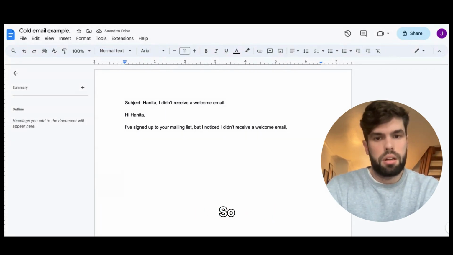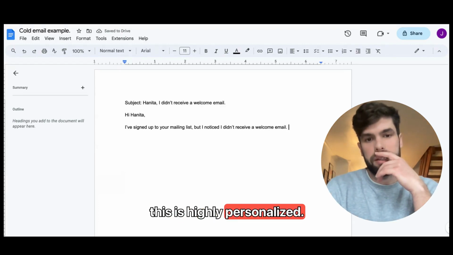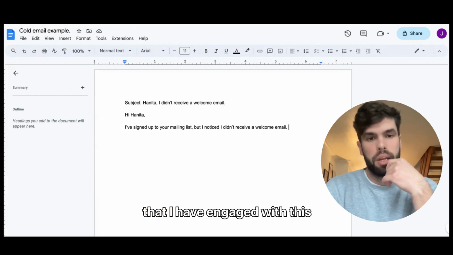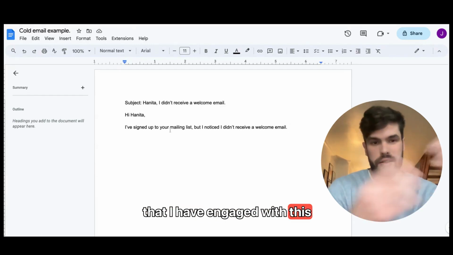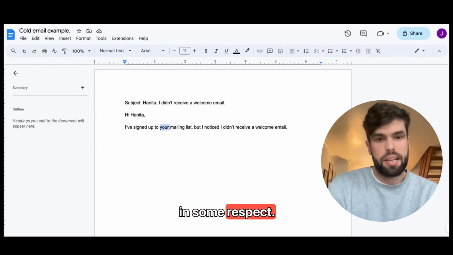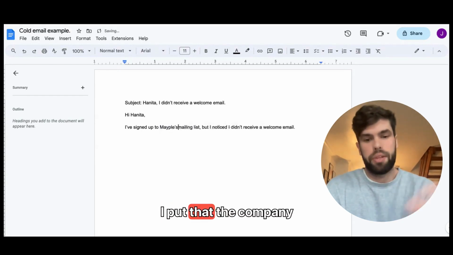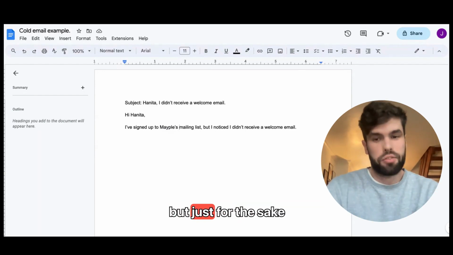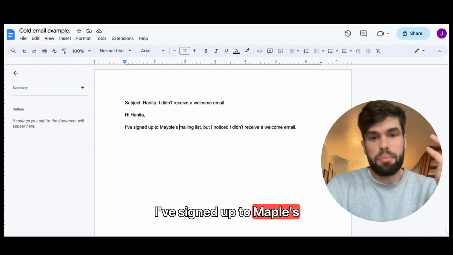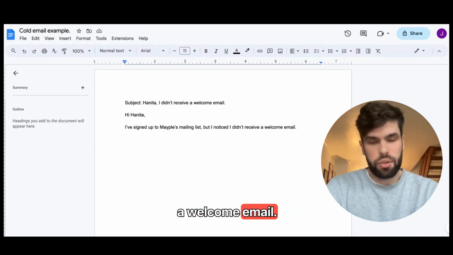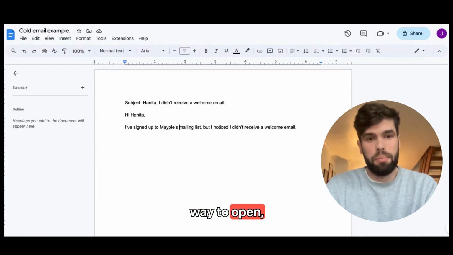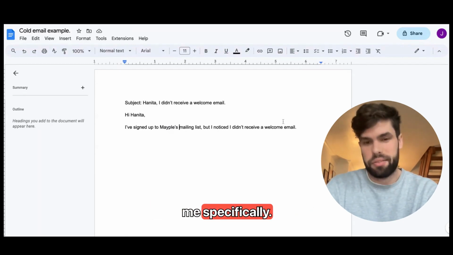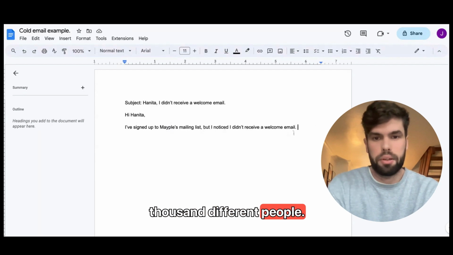Right, so again, this is highly personalized. I've now established the fact that I have engaged with this fictional company in some respect. It might be that instead of your, I put the company, we'll just use Mayple's. I'm sure Mayple has an excellent welcome email, but just for the sake of this example, I've signed up to Mayple's mailing list, but I noticed I didn't receive a welcome email. So that's a fantastic way to open, because the recipient here is reading this thinking, okay, this person is emailing me specifically. They're not emailing this to 1,000 different people.